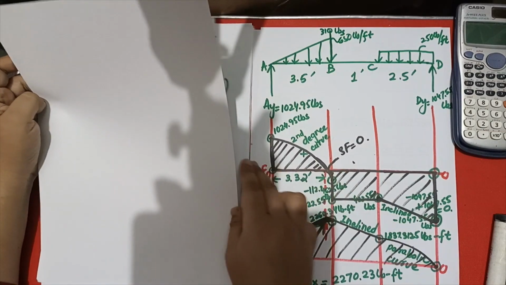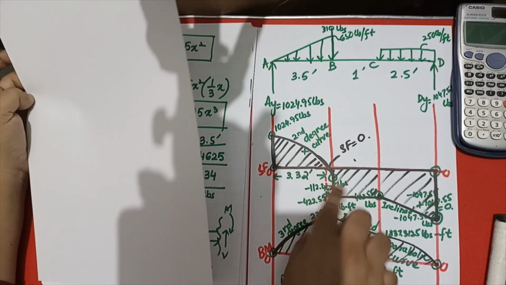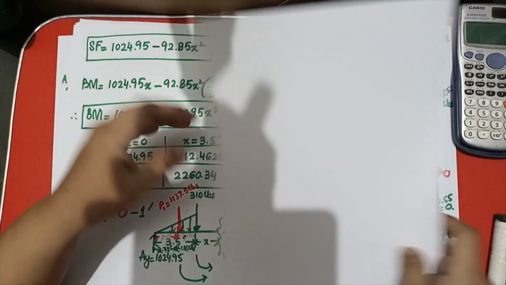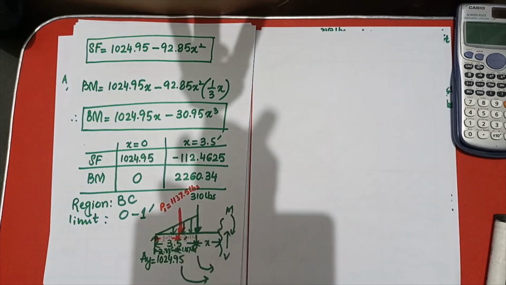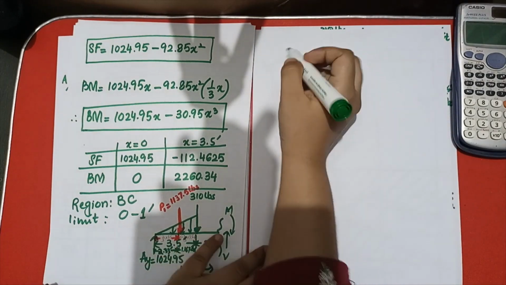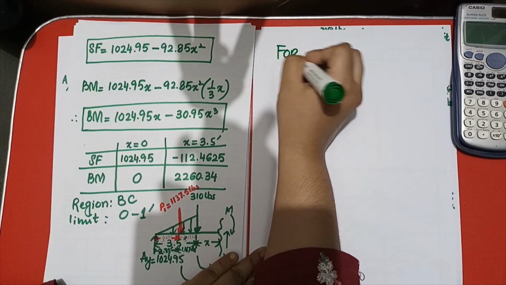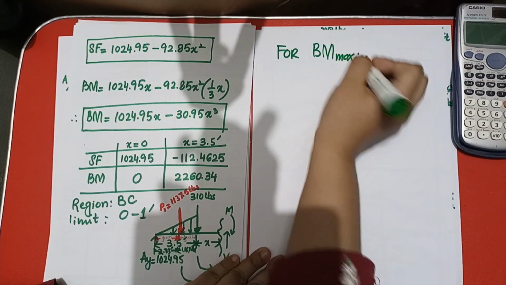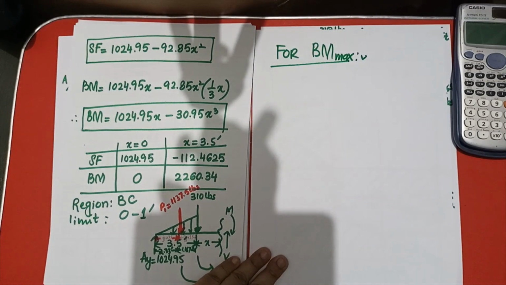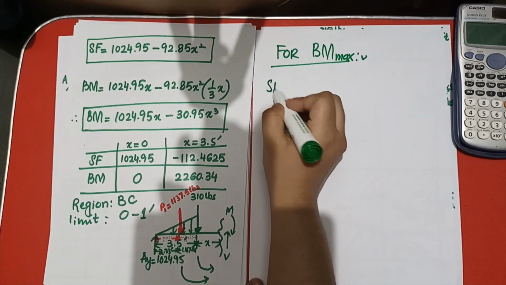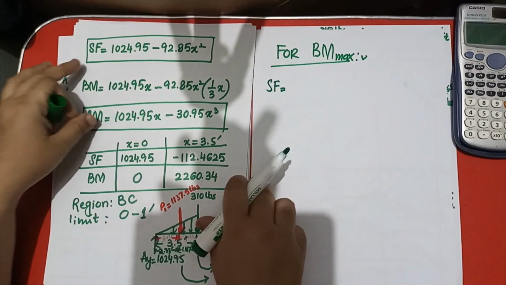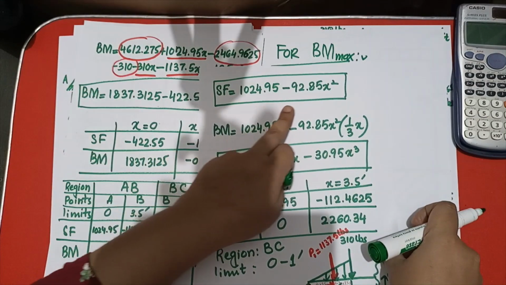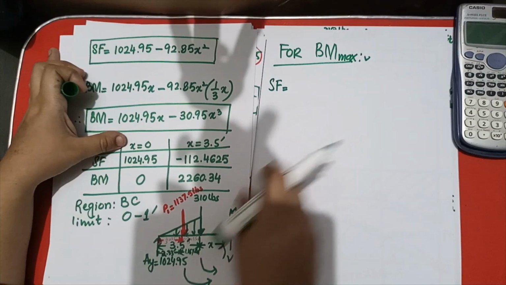So you already know that the shear force value is 0 here, so we have to take the equation of shear force or bending moment of the region AB. How can we do that? Let me write it down here. For bending moment maximum, the shear force equation for region AB is 1024.95. You can see here. So I have to find out this x.